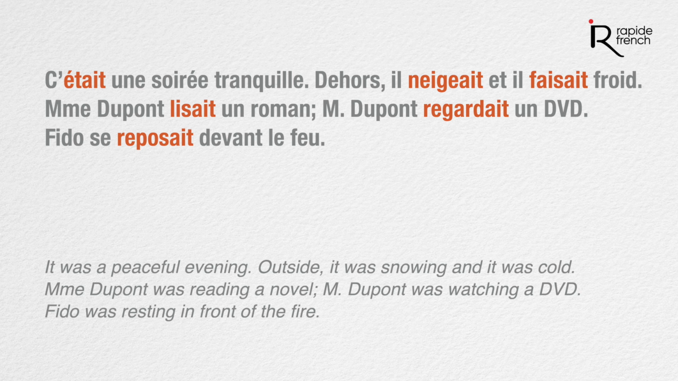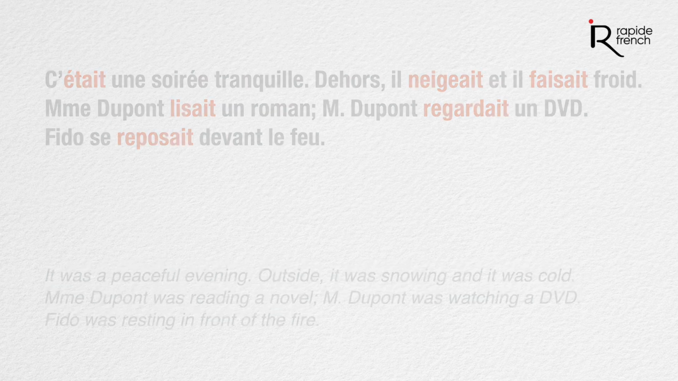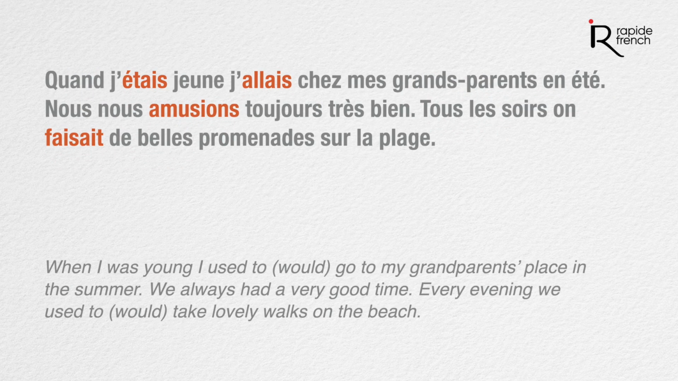Madame Dupont lisait un roman. Madame Dupont, or Mrs. Dupont, was reading a novel. Monsieur Dupont regardait un DVD. Monsieur Dupont was watching a DVD. Fille 2 se reposait devant le feu. Fille 2 was resting in front of the fire. Also, the imperfect can be used for habitual or customary past actions.